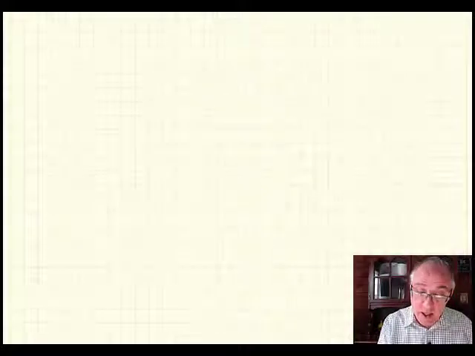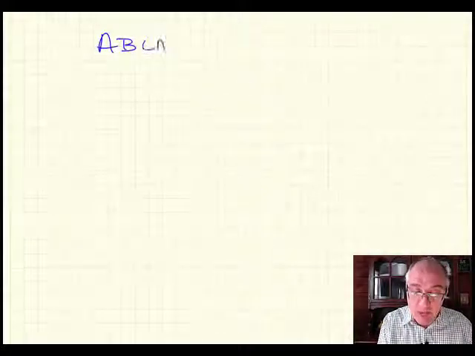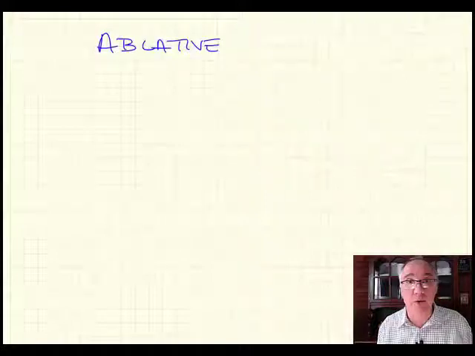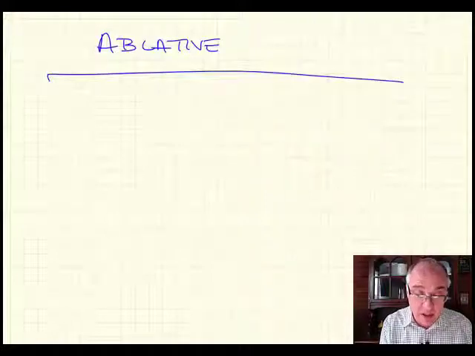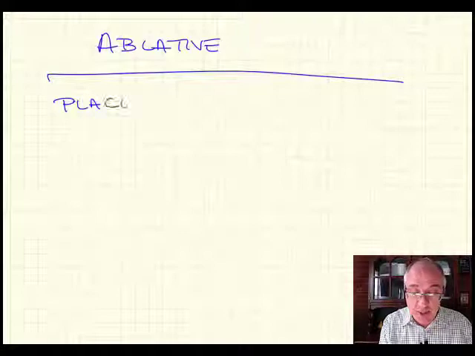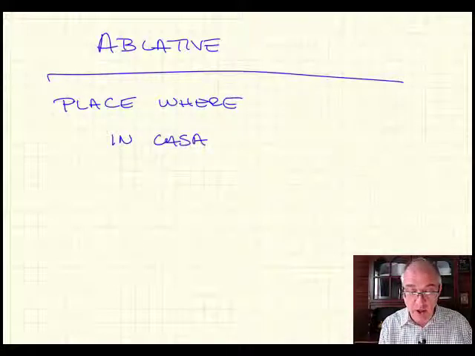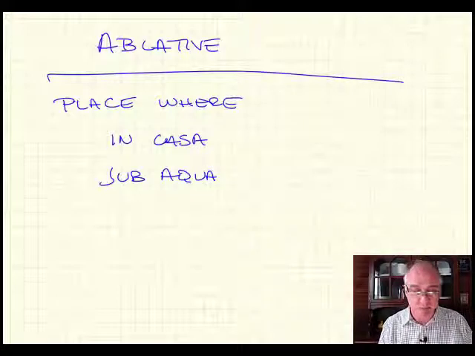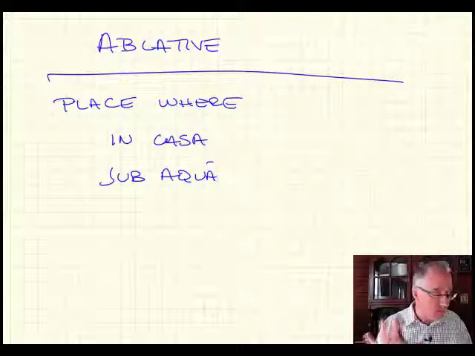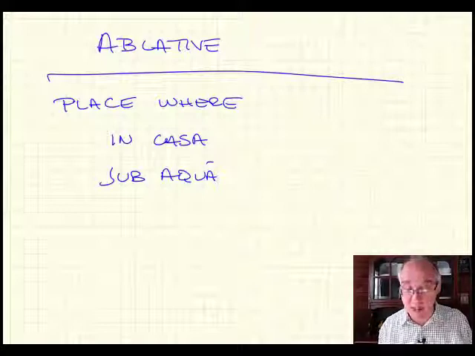The second part of the chapter is the ablatives. We have one new ablative, which I don't think is problematic at all. The new ablative is place where. And place where always uses a preposition. I am in the house. I am under the water, sub aqua. I don't know where else we can use sub or in, or the only prepositions I can think of. And there, in point of fact, Wheelock indicates those two as well.